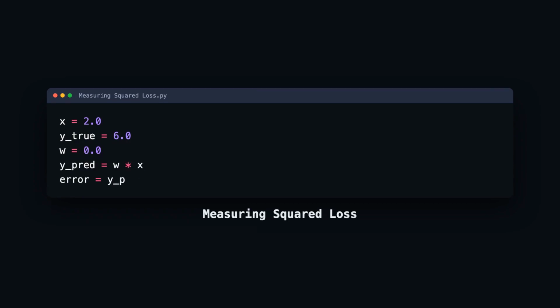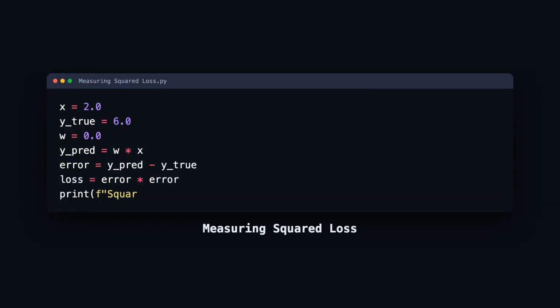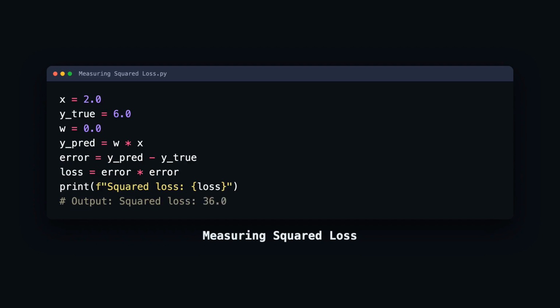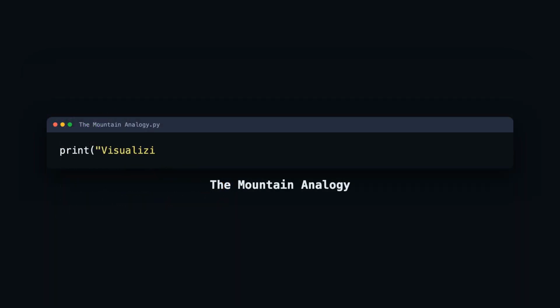To turn our raw error into a formal penalty, we calculate the squared loss by multiplying the error by itself. Squaring the error ensures that the loss is always a positive number and heavily penalizes larger mistakes. Think of loss as a score, where a lower number means a better, more accurate model. Right now, our squared loss is 36, which gives us a baseline for how poorly we are doing. A major pitfall is using the double asterisk operator in pure Python loops, which can slow down performance compared to direct multiplication.